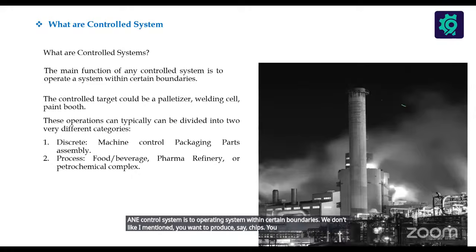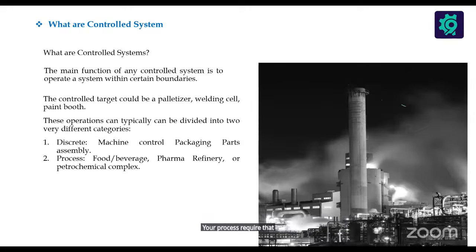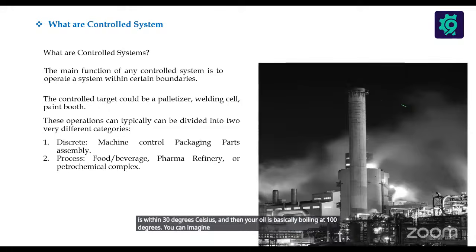You want to produce chips, and then your process requires that the oil you use to fry is within 30 degrees Celsius, and then your oil is basically boiling at 100 degrees. You can imagine what the output will be. In fact, you are going to run at a loss, right?